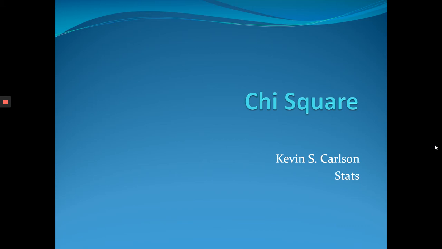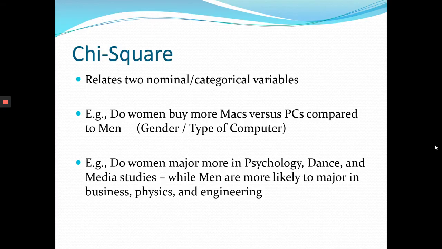And so what a chi-square is, it's actually doing something that we haven't done before, which is looking at two nominal level variables. So if we have two variables and the way they are measured is nominal, this is a statistic that we can use to see if there's some relationship between those two nominal measured variables. So remember, nominal is where we're talking about categories.